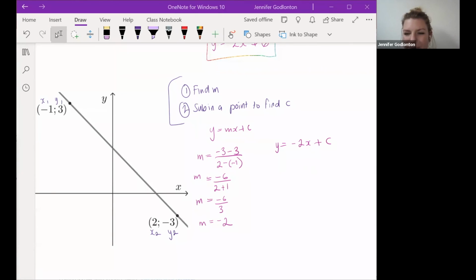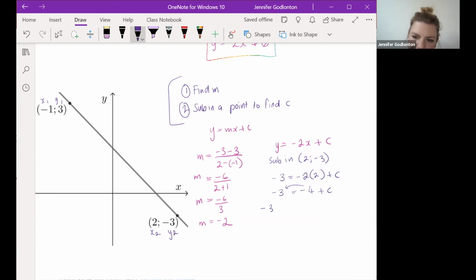Yeah, so I substituted the coordinates of (2, -3). Beautiful. Okay, so what does that look like? Then it said -3 equals -2 in brackets 2 plus c. Excellent. Next. And then -3 plus 4, which comes from -2 times 2 in brackets, equals c. Write that in there. Yes, beautiful. And then -3 plus 4 equals 1. So what is my equation? It is y equals -2x plus 1.